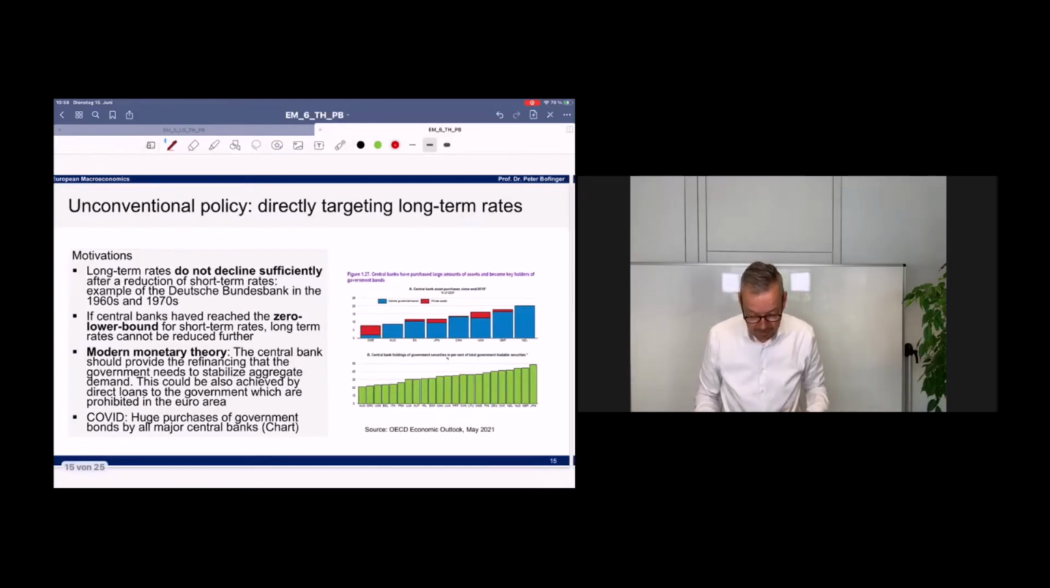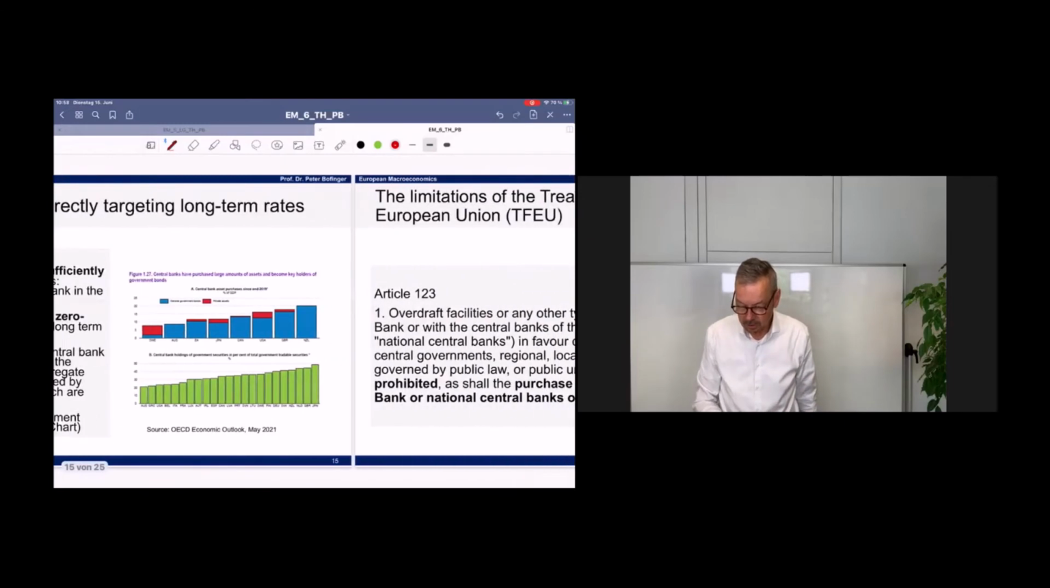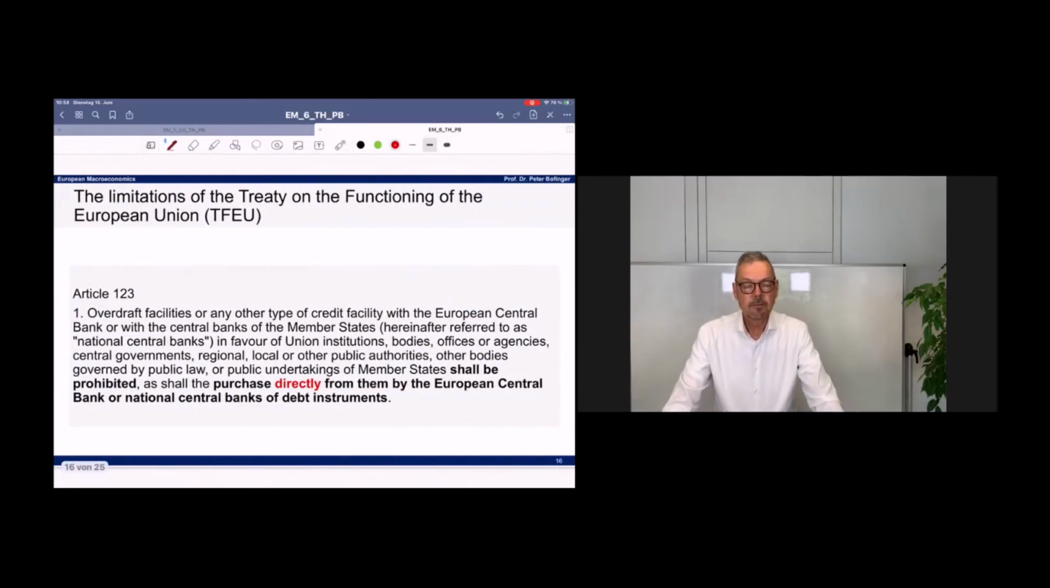So the idea of unconventional policy is this directly targeting of long-term interest rates. And I already mentioned this in the case of the euro area. Purchasing of government bonds is not so easy because the founding fathers, the architects of the Maastricht Treaty, were afraid that the ECB would finance governments, and by financing governments, this would create inflation. And therefore, in the Maastricht Treaty, we have this Article 123, which prohibits the direct financing of member states by the ECB.